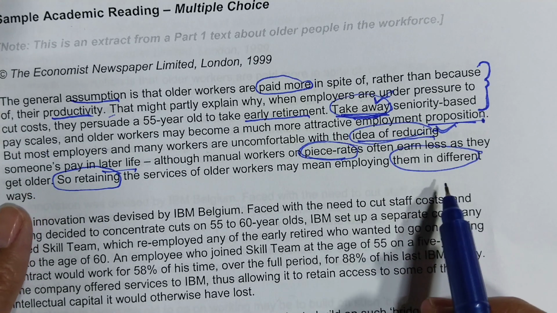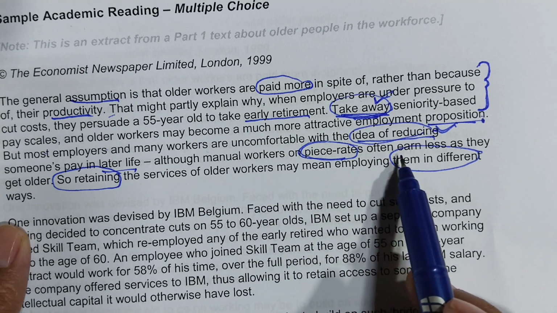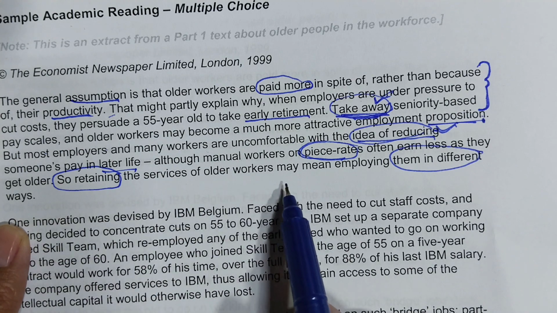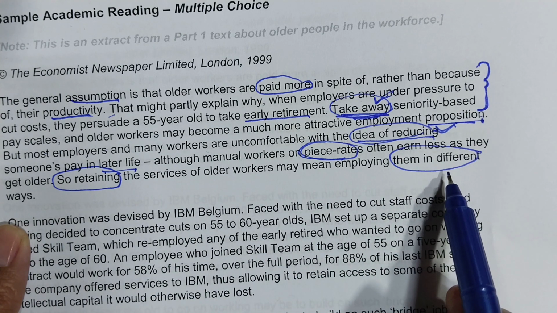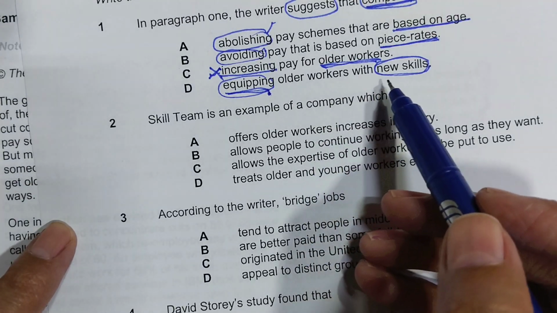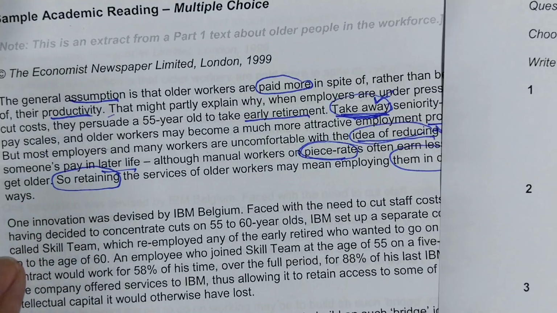Then they are talking about the next part. Although manual workers on piece rates often earn less as they get older, retaining the services of older workers may mean employing them in different ways, but not equipping older workers with new skills. They are asking about employing them in different ways.